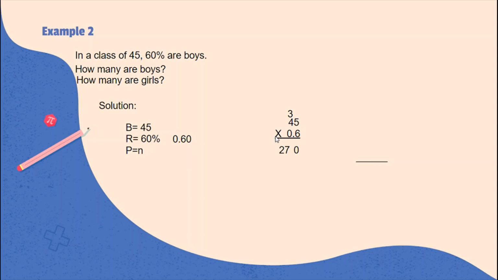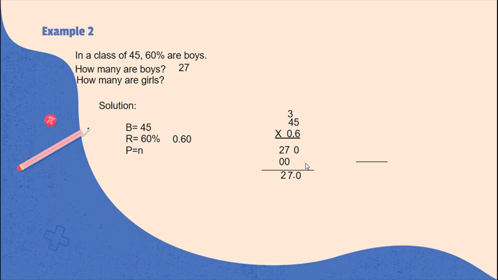Let's go to the second number, 0. 0 times 5 is 0, and 0 times 4 is 0. So let us now add. Bring down 0. 7 plus 0 is 7, 7 plus 2 is 2. Don't forget to put our decimal point. How many decimal places do we have? We have 1. So we move our decimal point 1 place to the left. The decimal point is in between 7 and 0. So we have 27. So the 60% of 45 is 27. There are 27 boys in the class.